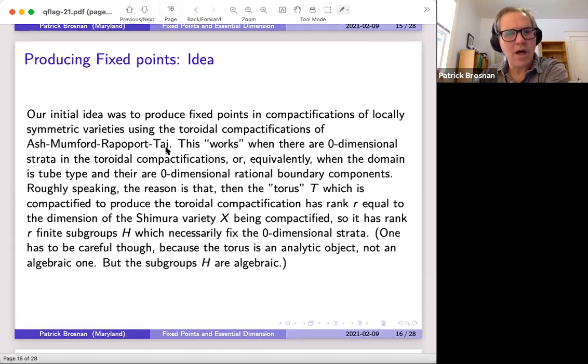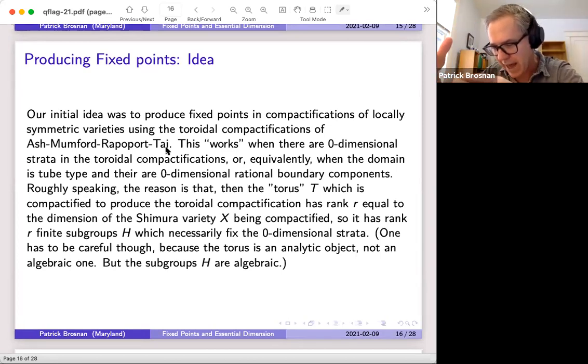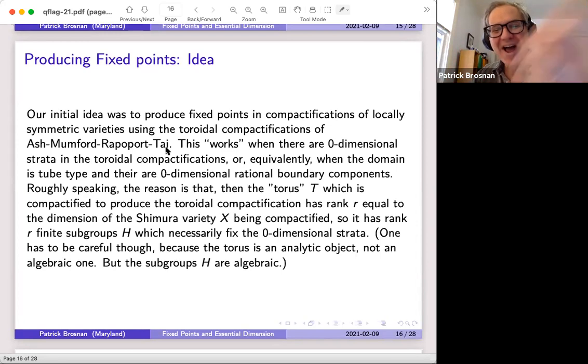they view the Shimura variety as locally analytically being a thing that's sort of like a torus, and then you try to compactify it the same way you compactify toric varieties, by means of fans. So the problem is it's only locally analytically a torus. There's not really a torus involved.